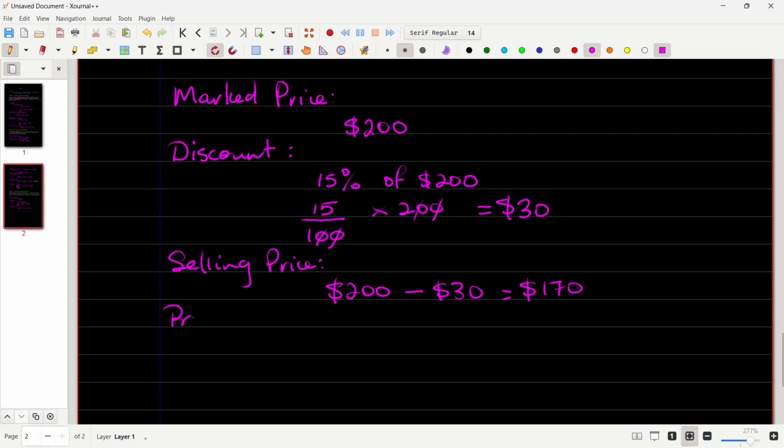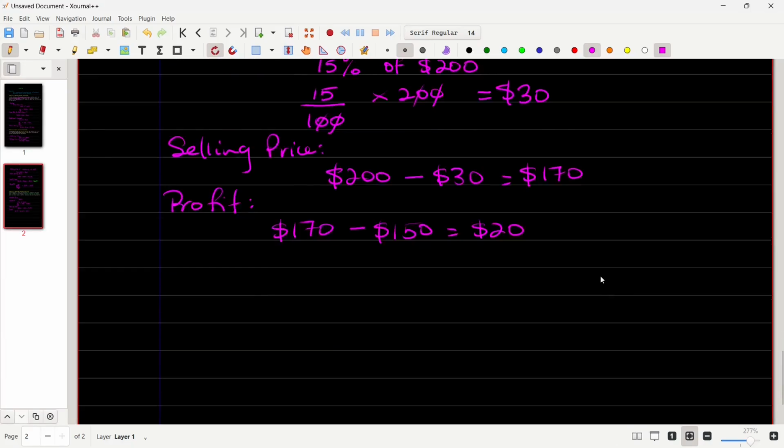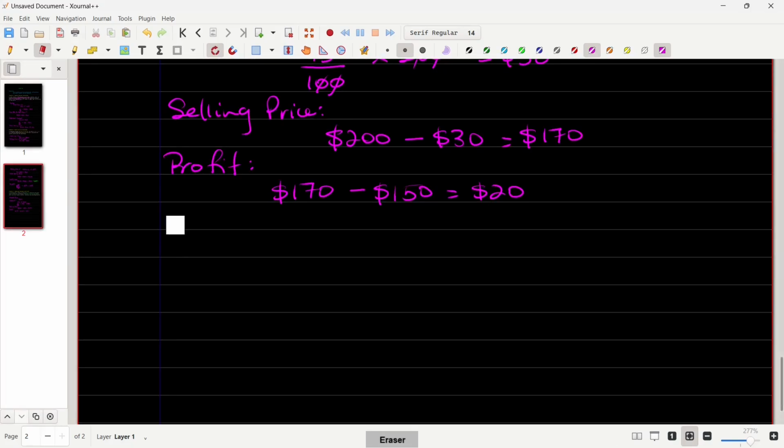Okay, now the next thing we have to do is we're going to look at the profit. So the profit is going to be your selling price, which is the $170, minus your cost price, which is $150, and we make a profit of $20. Now we have to figure out the percentage profit. Percentage profit, let me just write that here, percentage profit is going to be equivalent to that $20 divided by the cost price, which is $150, times this 100 that we have here.